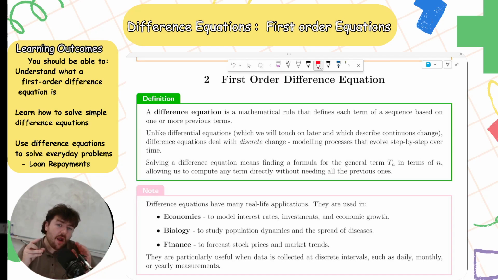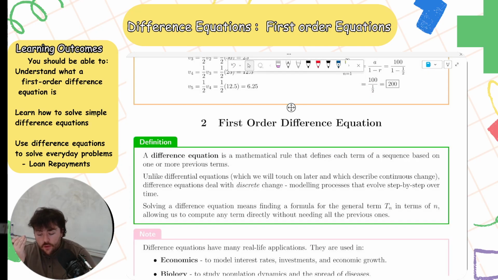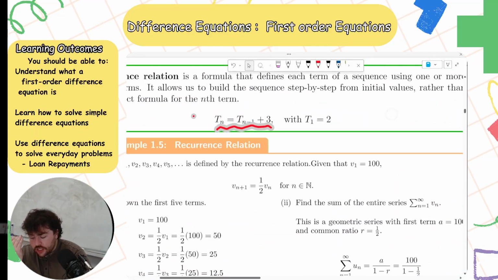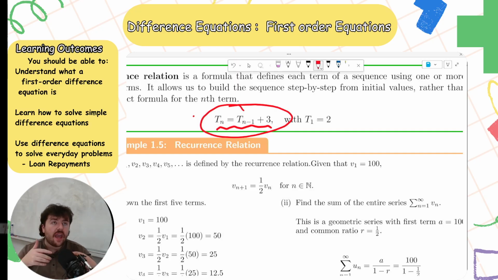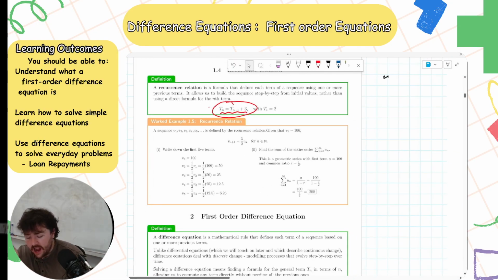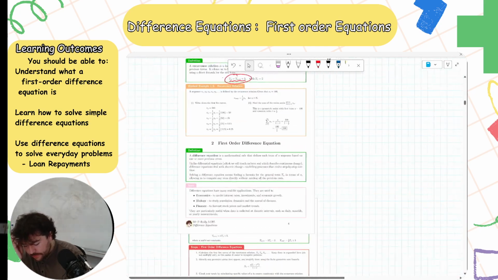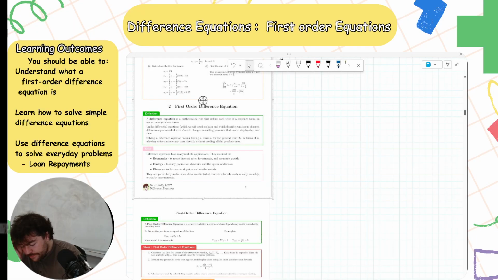So when we are asked to solve a difference equation, what we're being asked to do is change this recurrence relation here into a function of n. So it would be like 3n plus 6. You know, that is what we're asked to do there, where n is the term number.